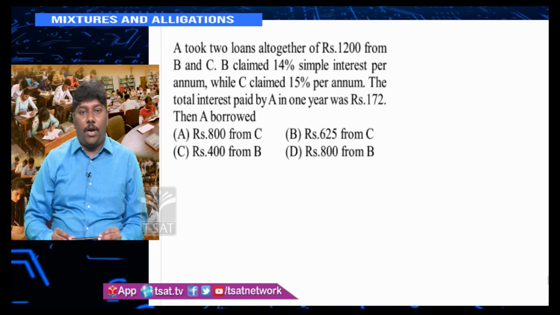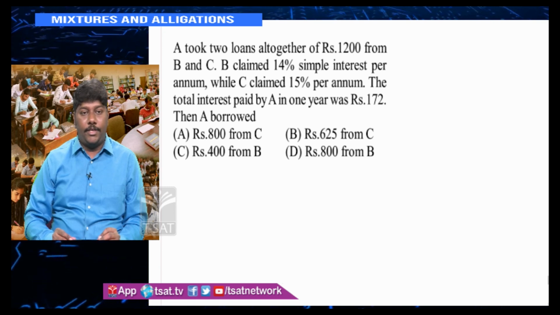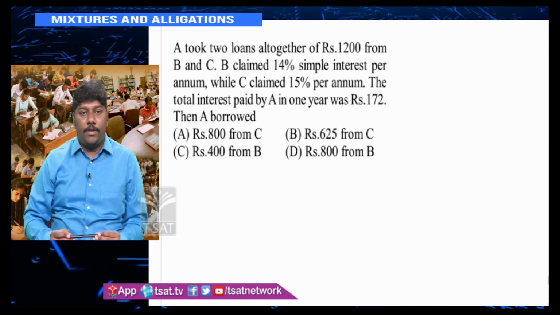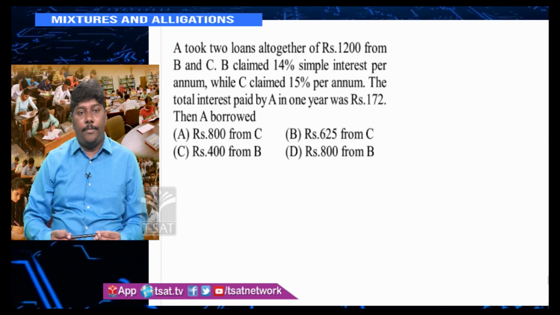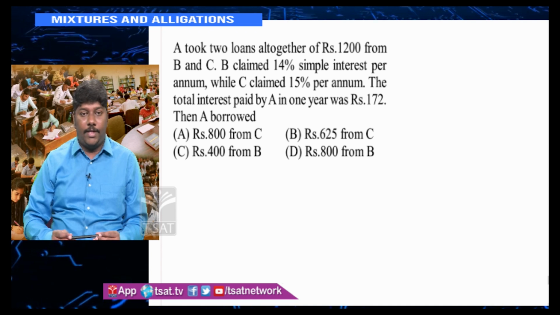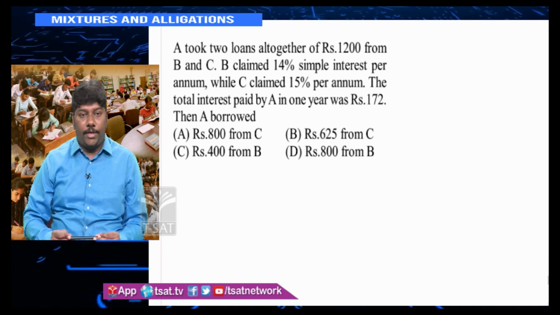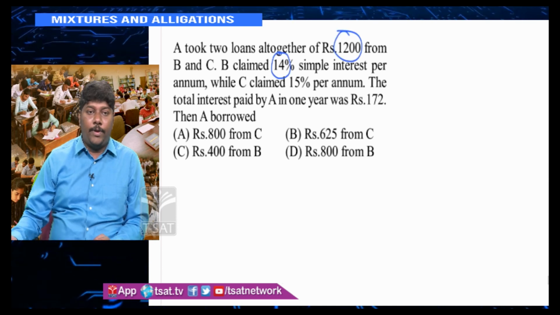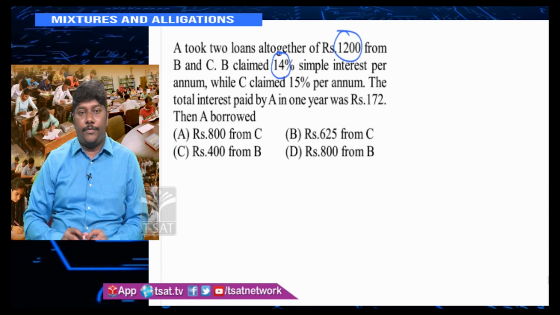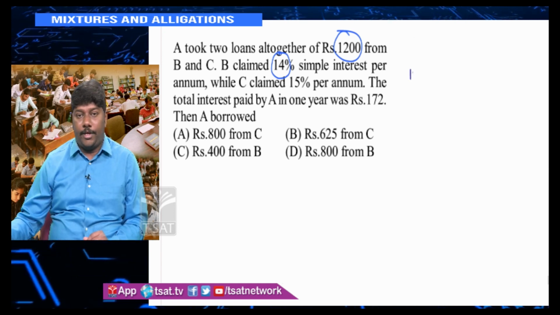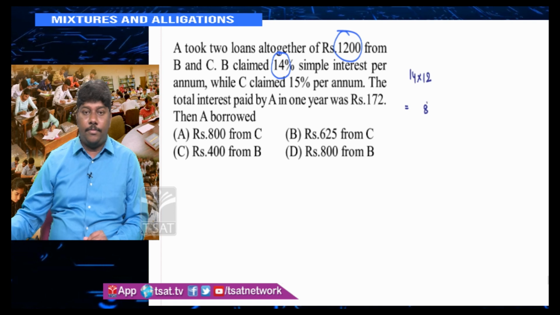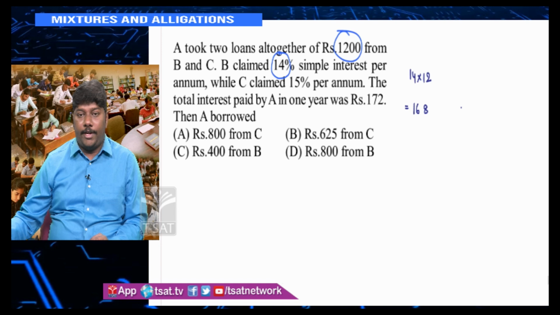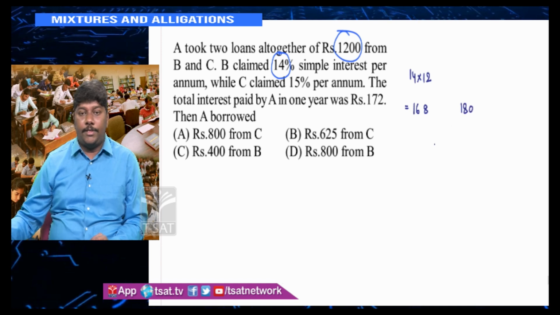A took 2 loans, altogether 1200 from B and C. This is actually simple interest and compound interest, but it uses the logic of mixtures and alligation. B claimed 14% simple interest per annum, while C claimed 15% per annum. The total interest paid by A in 1 year is 172. Find out 14% on 1200: 14 into 12 is 168. Find out 15% of 1200, that is 15 into 12, which is 180.